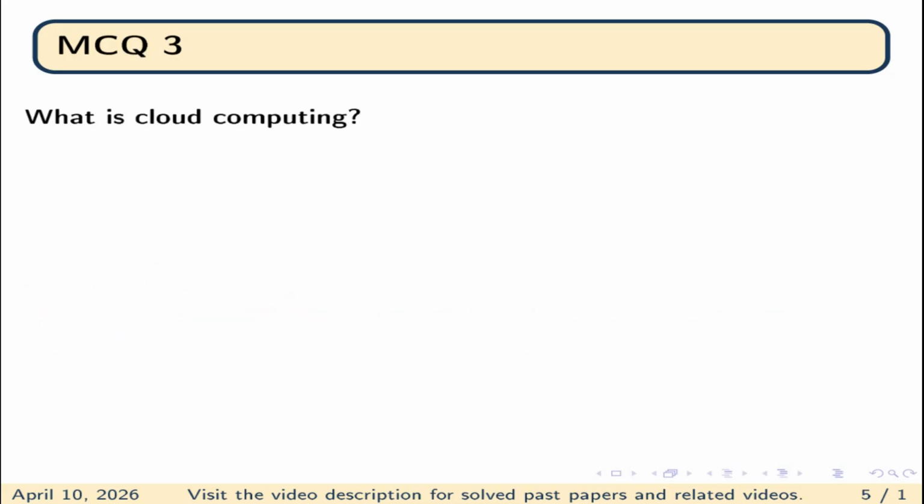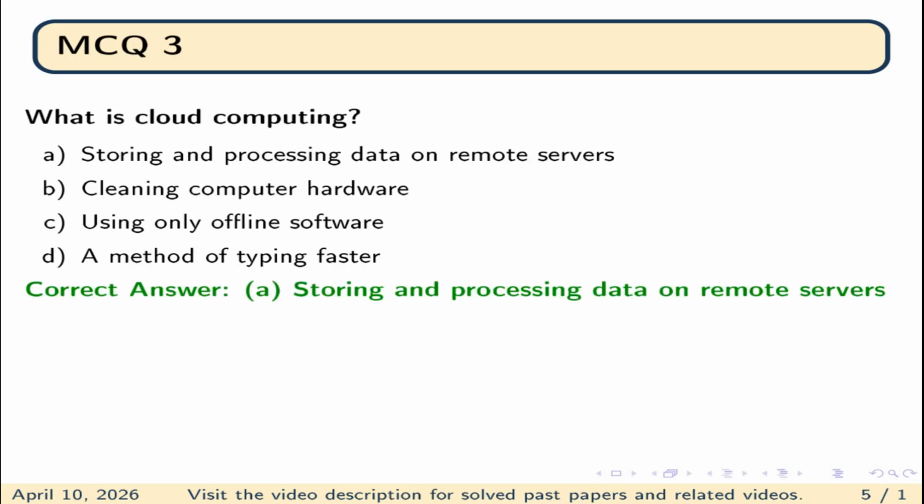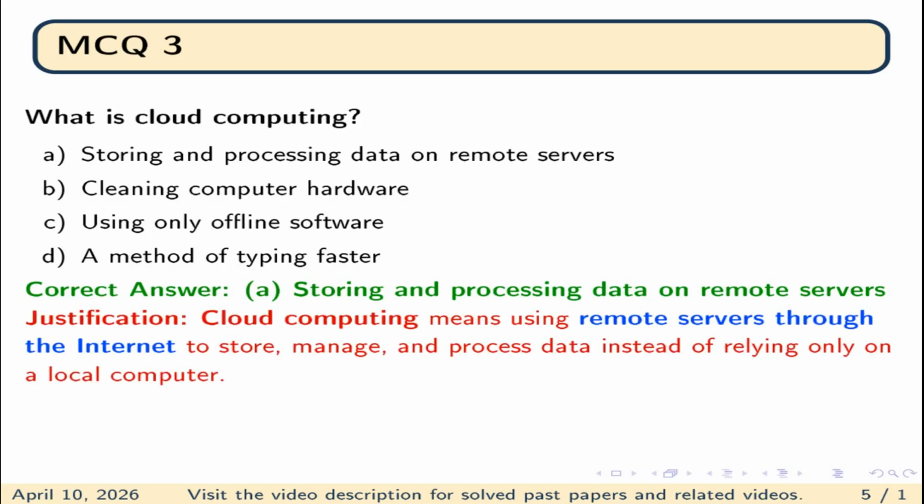Question number 3, what is cloud computing? Storing and processing data on remote servers, cleaning computer hardware using only offline software, a method of typing faster. The correct option is storing and processing data on remote servers. Because cloud computing means using remote servers through the internet to store, manage, and process data instead of relying only on a local computer.